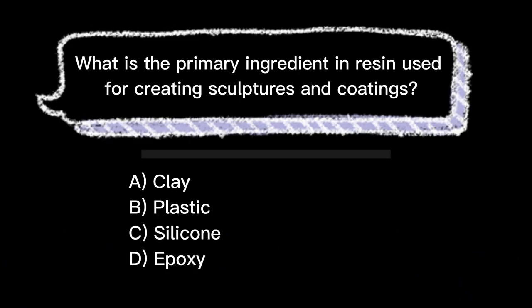What is the primary ingredient in resin used for creating sculptures and coatings? A. Clay. B. Plastic. C. Silicone. D. Epoxy.